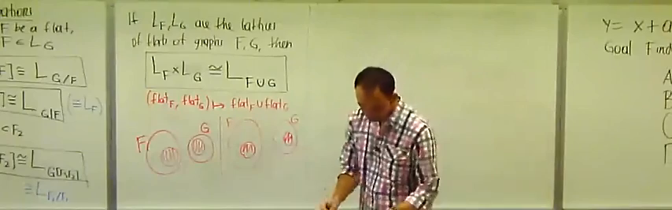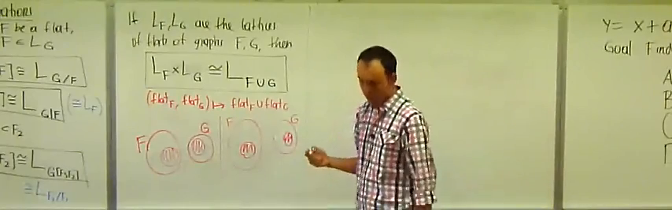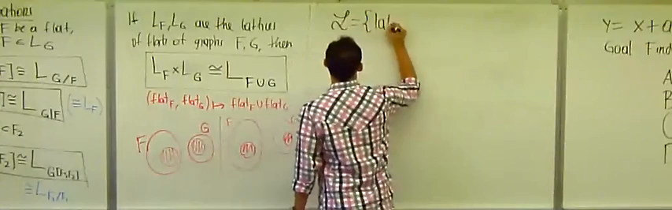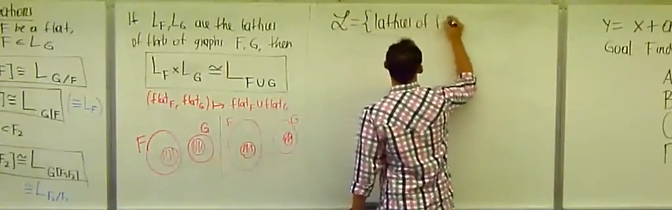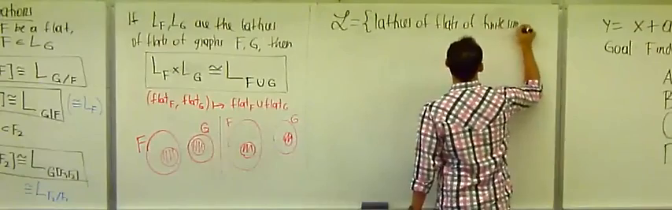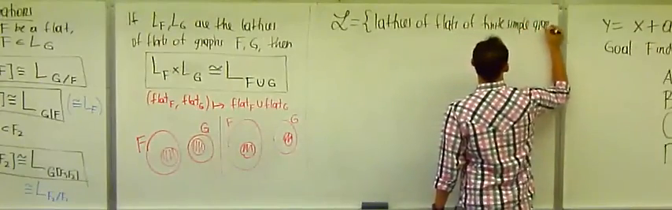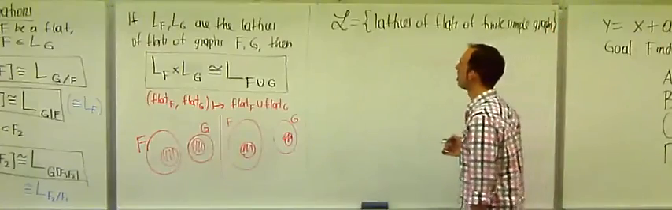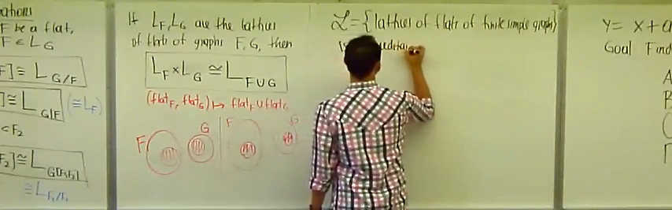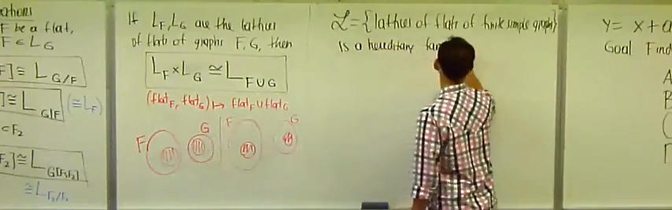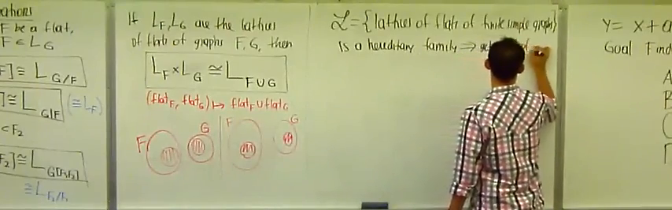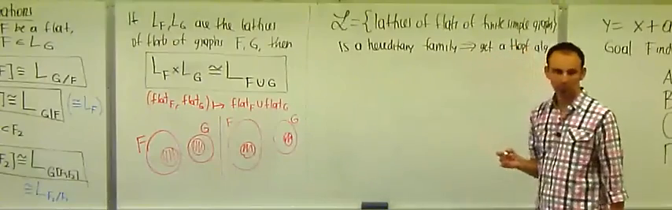So that's the conclusion of this, right? The conclusion is that if I consider the family of lattices of flats of finite simple graphs, this is a hereditary family. And so I get a Hopf algebra.